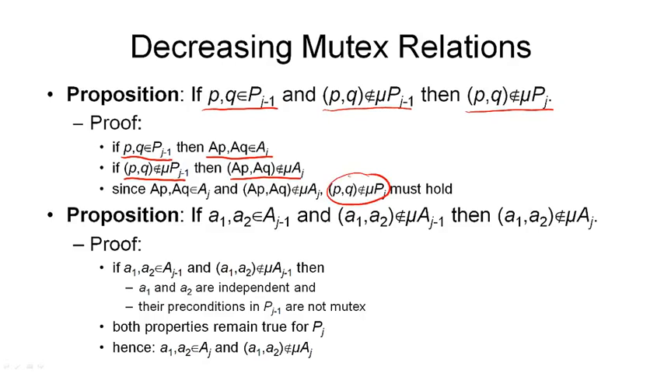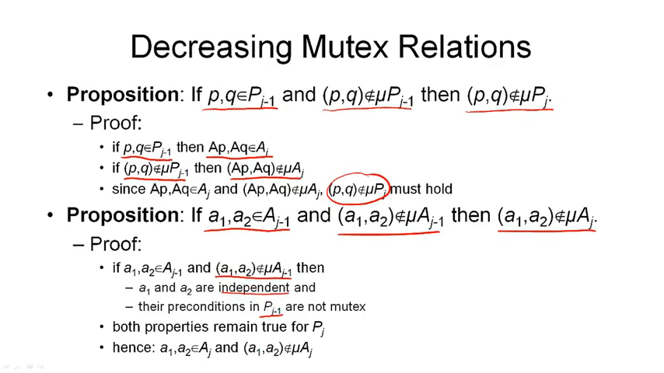And we have a similar proposition for the mutex relation between actions, namely that if two actions are in one action layer and they are not mutex in that action layer, then they're also not mutex in the following action layer. And again, the reason for this is quite simple. So if we are given that A1 and A2 are not mutex in this action layer A_{j-1}, then by definition that means A1 and A2 must be independent, and their preconditions cannot be mutex in P_{j-1}.